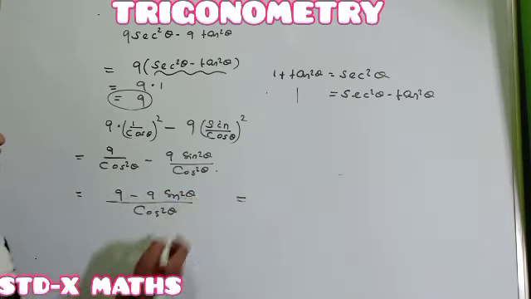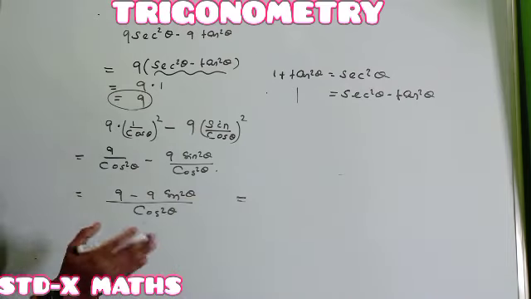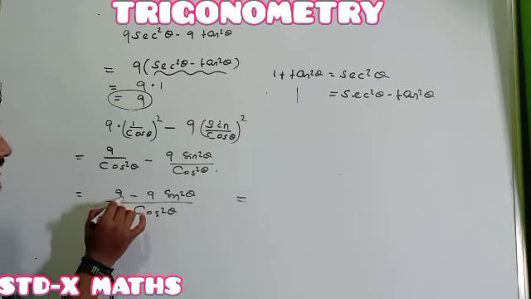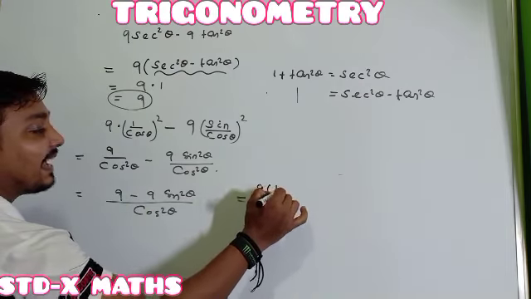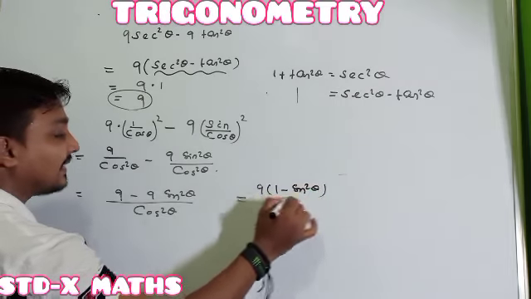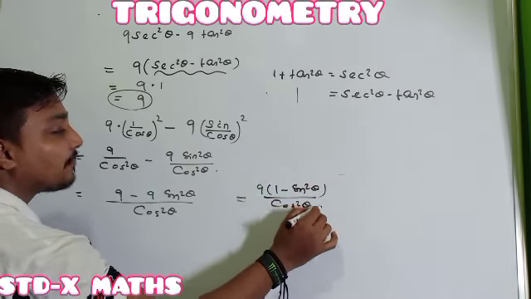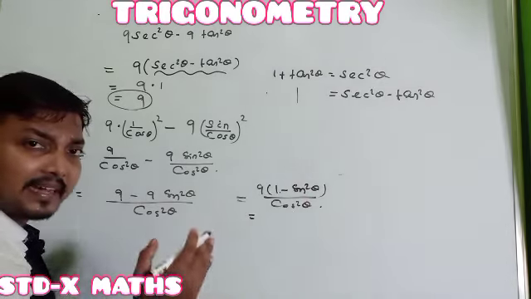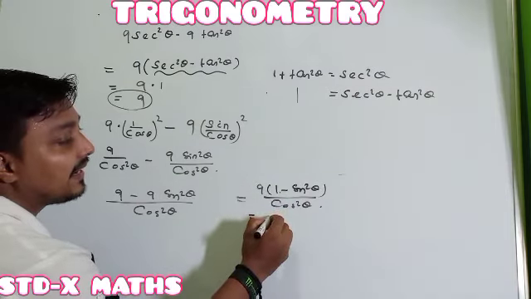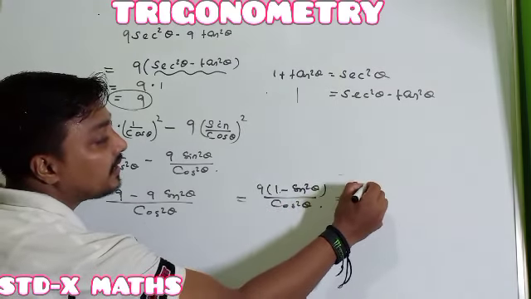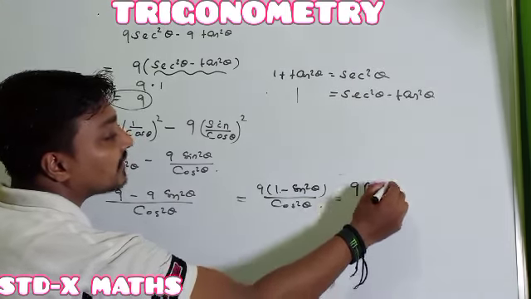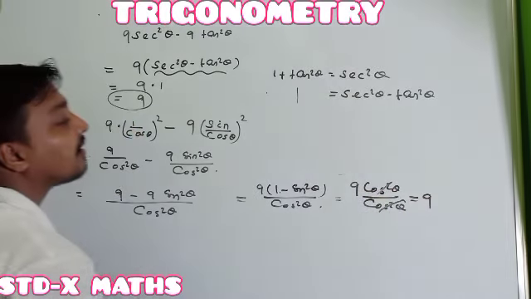Here I said whenever you get any of the trigonometric identities in separated form, don't miss the chance to put the other value. See, here it is 9, here it is 9, so I can take 9 as common, and here it is 1 minus sin square theta divided by cos square theta. See, sin square theta plus cos square theta is 1, for which 1 minus sin square theta is cos square theta, which gives us 9 cos square theta divided by cos square theta. Cos square theta cancels, and the final result I got is 9.